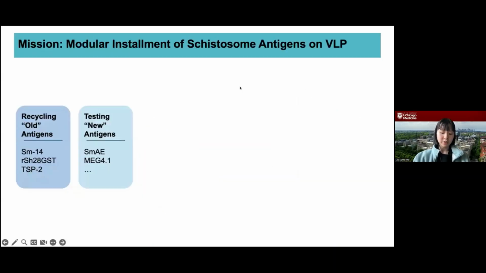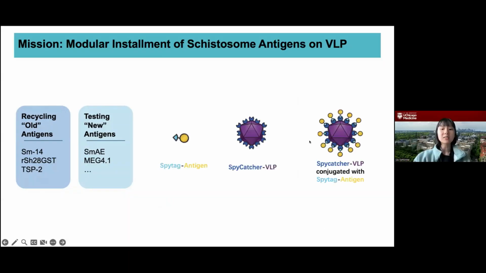So here, just to reiterate, our whole mission is to both recycle these old antigens, so these are SM14, TSP2, and SH28 GST, which have already been tested or are still going through clinical trials right now, and also to test these new antigens from phage display studies. So these will be SMAE and MEG 4.1. I'm putting a dot dot dot there because, based on how modular the system is, we can basically plug in whatever antigens of interest to accelerate that process.